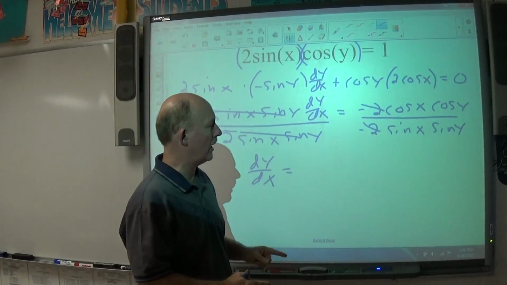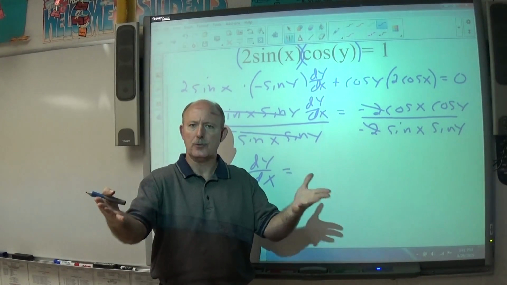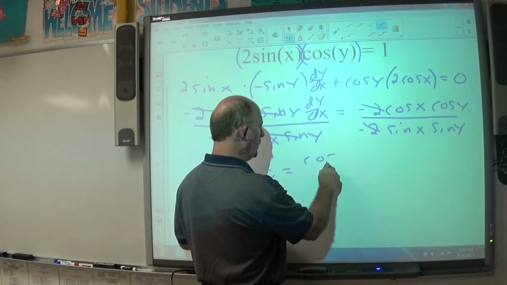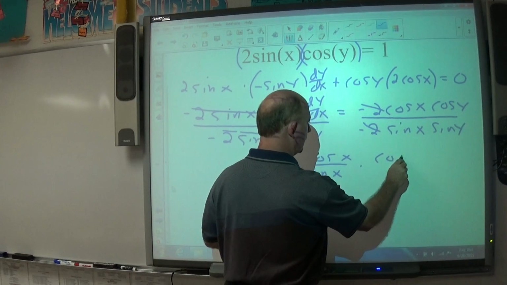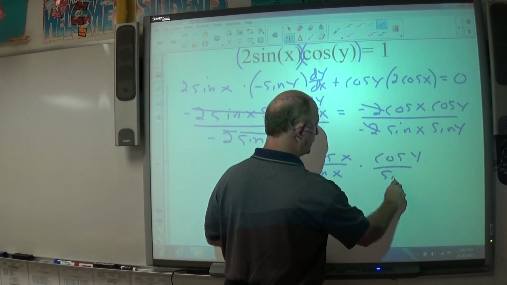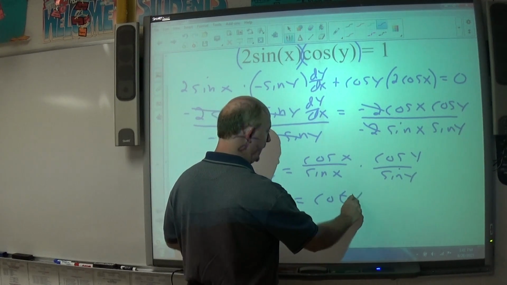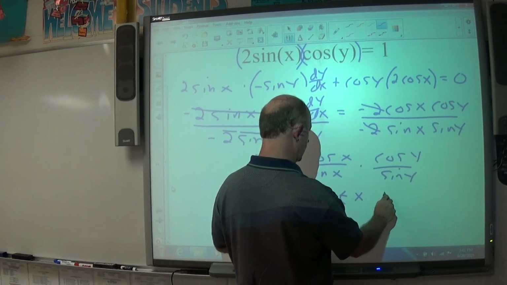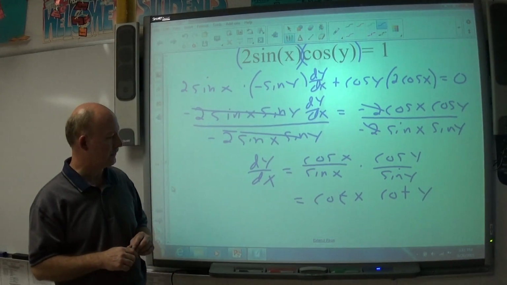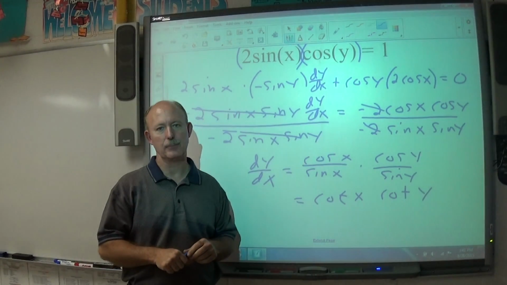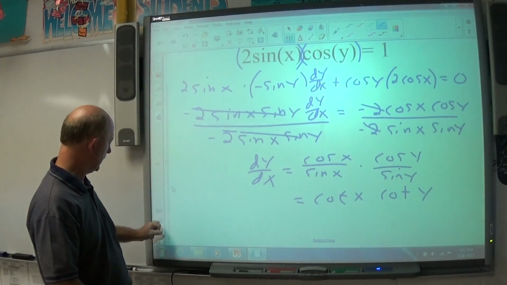sine x sine y. Now I know that, doesn't cosine over sine equal cotangent, right? So we've got cosine x over sine x times cosine y over sine y. So we should be able to write our derivative as cotangent x times cotangent y. So the final version of our derivative should be this right here: cotangent x times cotangent y. Okay, let's try another one. So this is a little trig derivative.